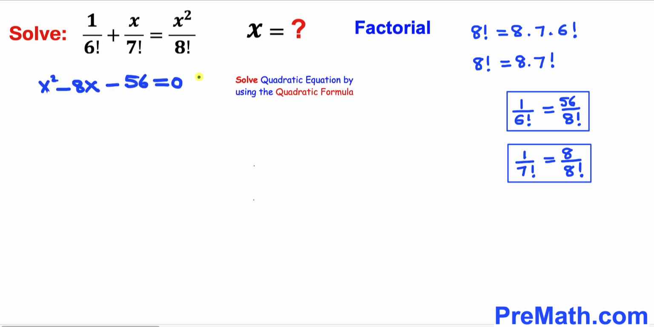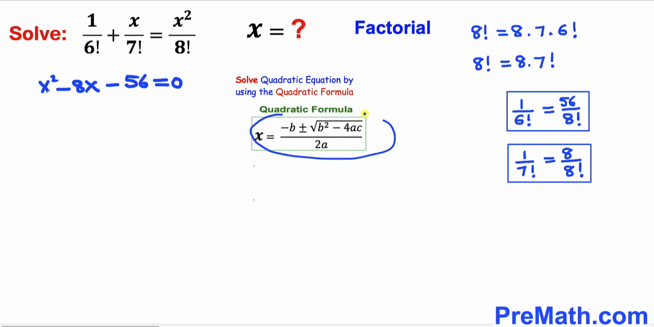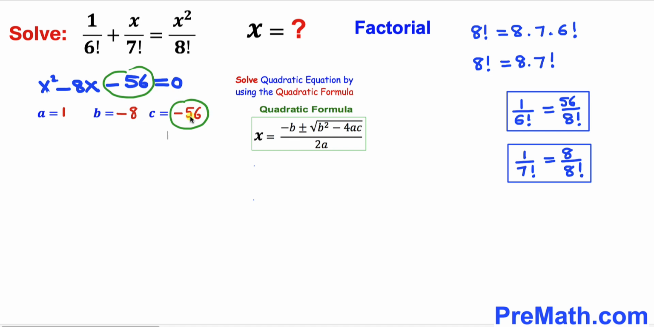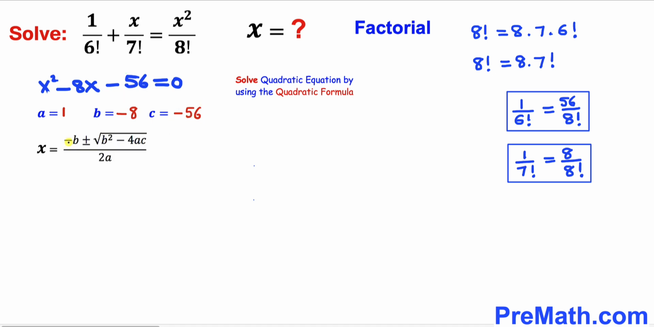So thus we are ended up with this quadratic equation, and we are going to solve this one by using the quadratic formula. And here's our well-known quadratic formula. And here we can see our coefficient a equals to 1, our coefficient b equals to -8, and finally our constant c is -56. So let's go ahead and fill in the blanks in this quadratic formula.